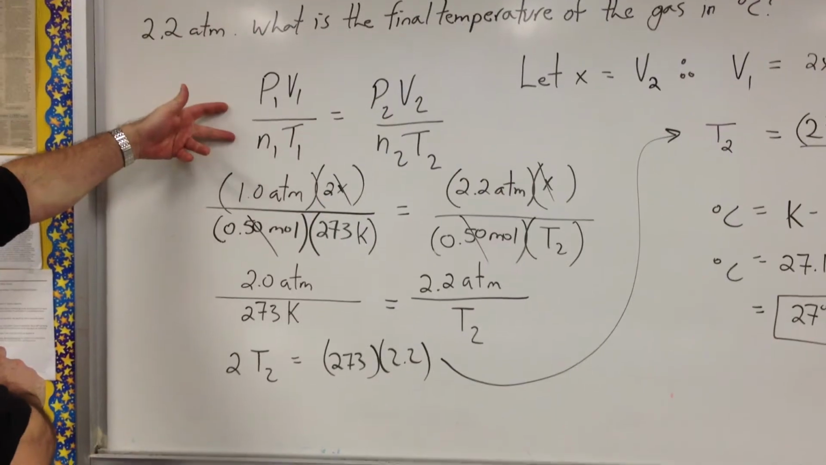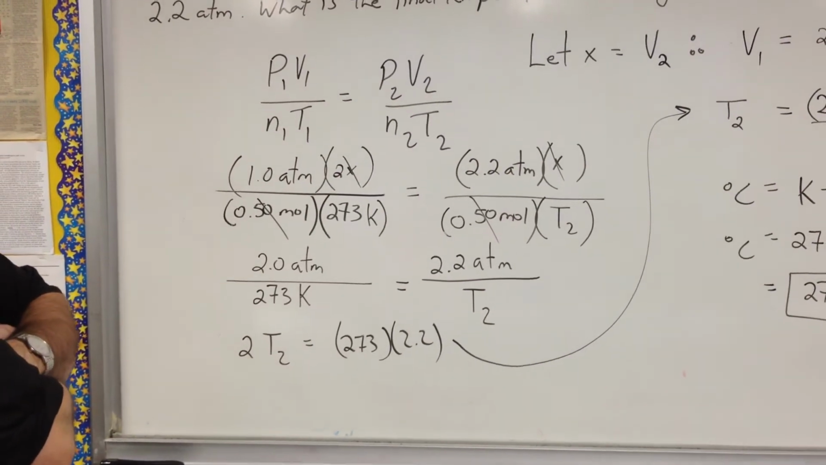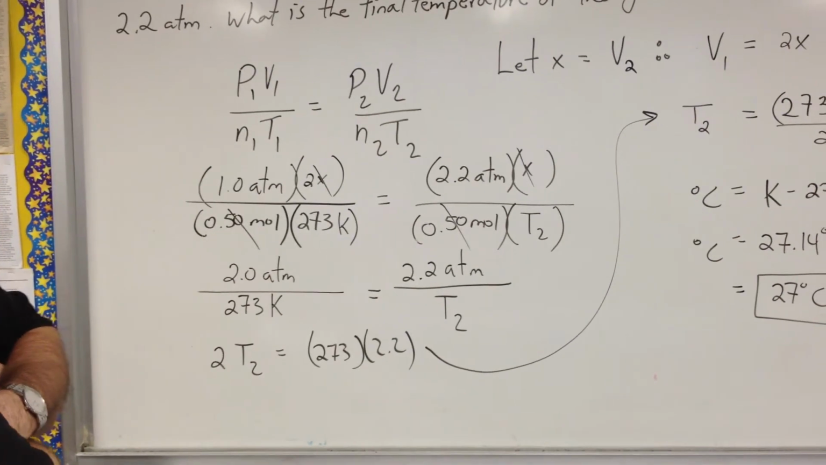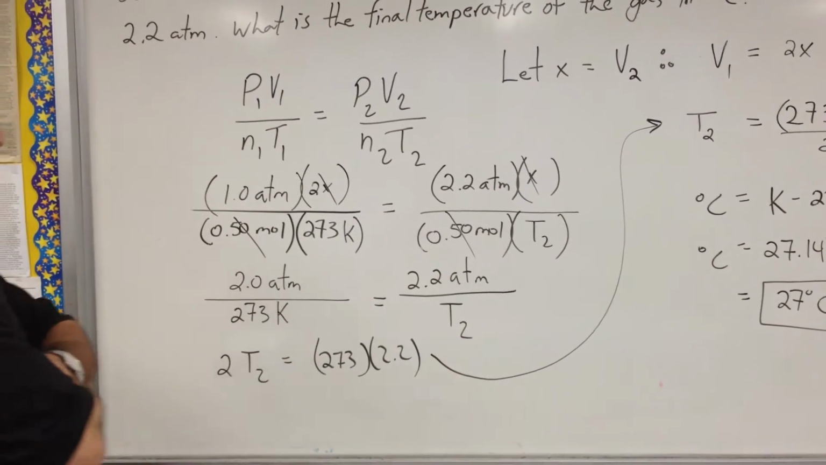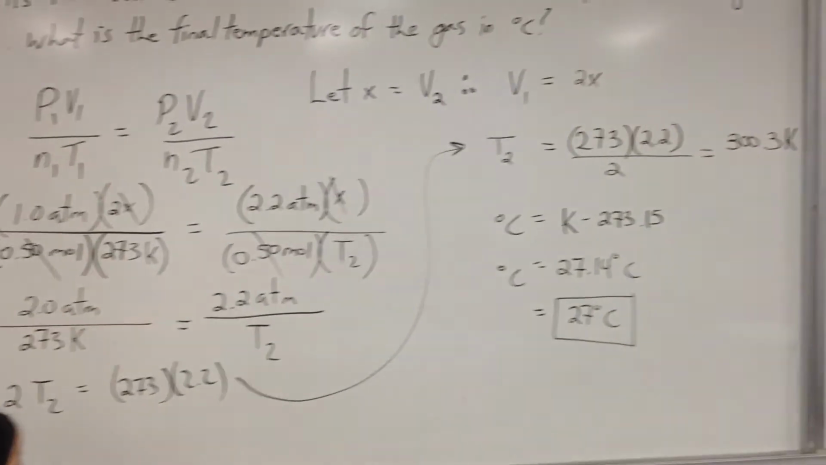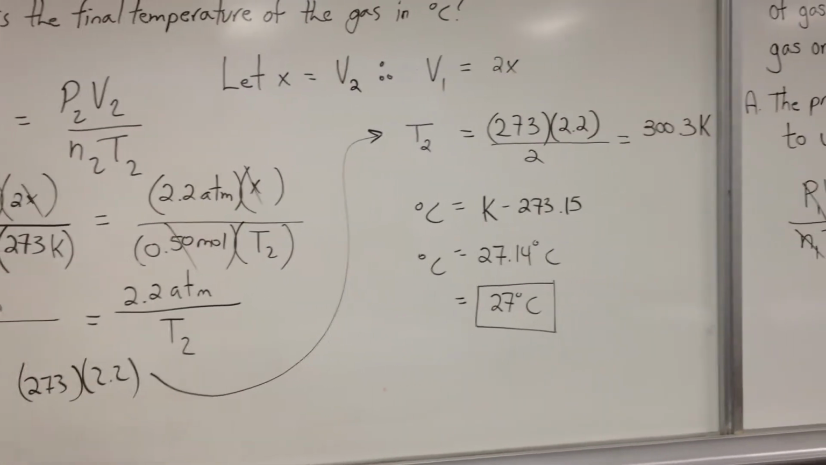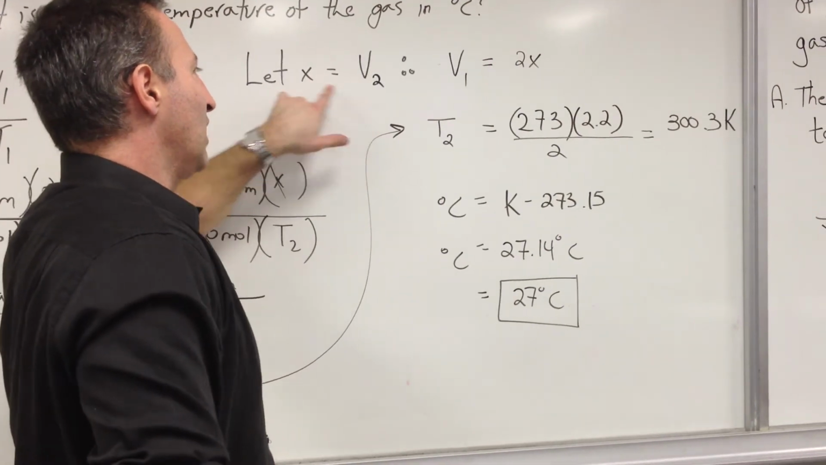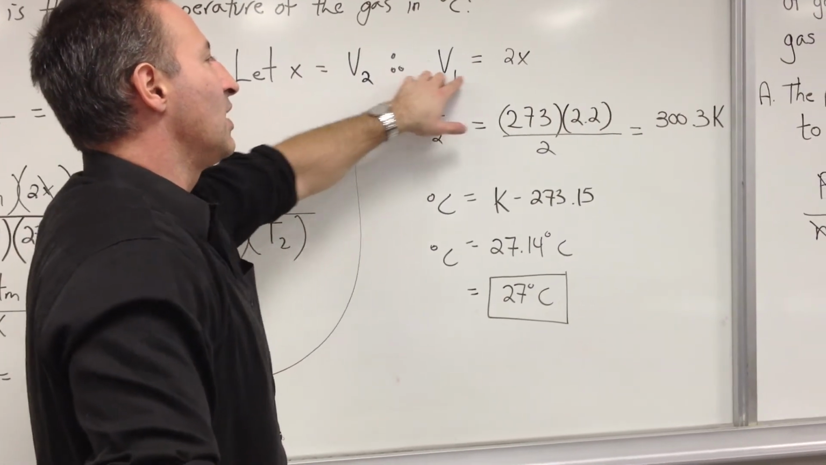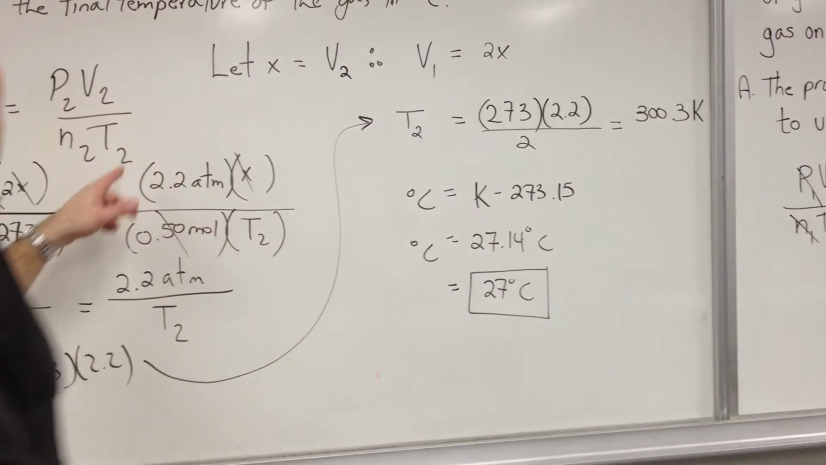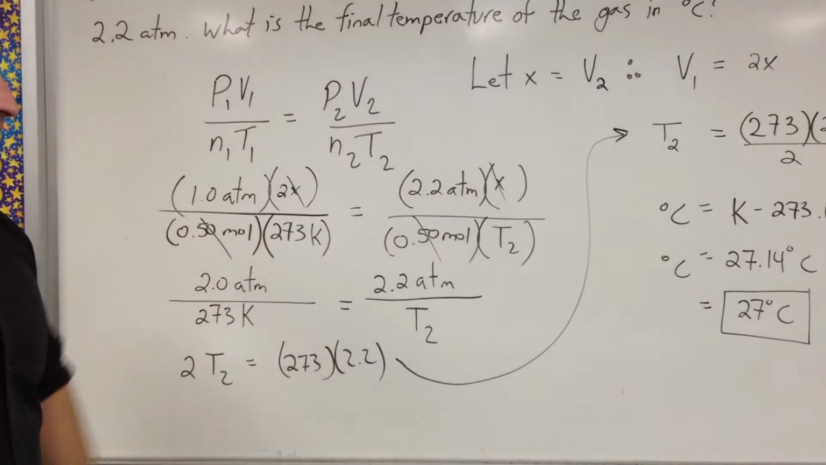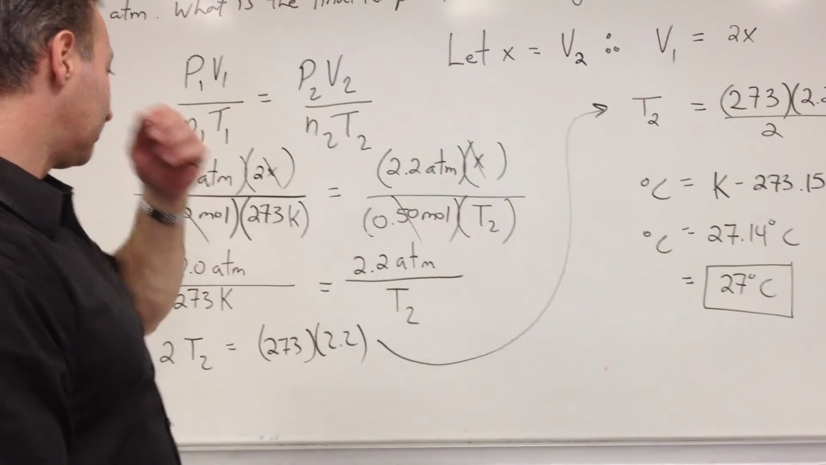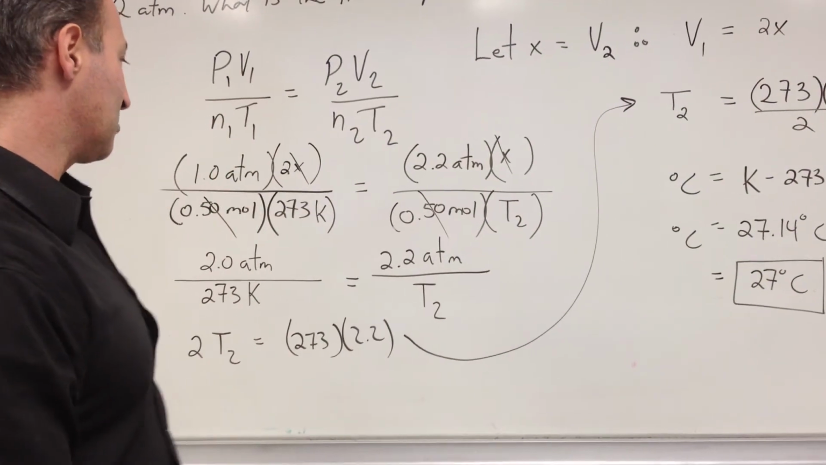So we use the combined ideal gas law. And because we don't know the volume, either before or after, all we do know is that the initial volume is twice the final volume. So we let the final volume equal x, and we let V1 equal 2x. When we enter those values into the equation along with all the other parameters, we see that x cancels, and we end up with the number 2, because the volume is twice as much.